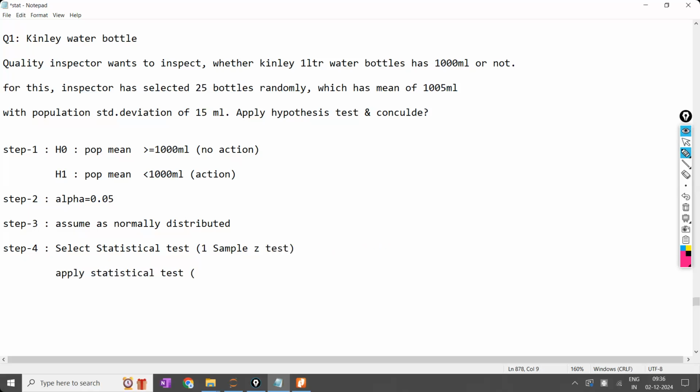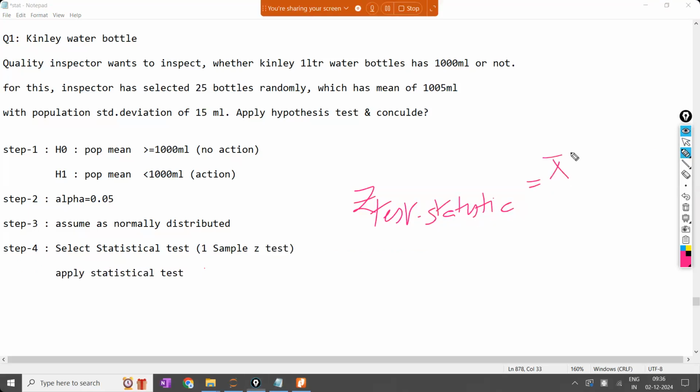Apply this test. Apply the test means what is the meaning of apply the test? First you have to calculate the Z test value, that is the test statistic value. How to calculate the test statistic value? Test statistic value is equal to x bar minus mu divided by sigma by square root of n.